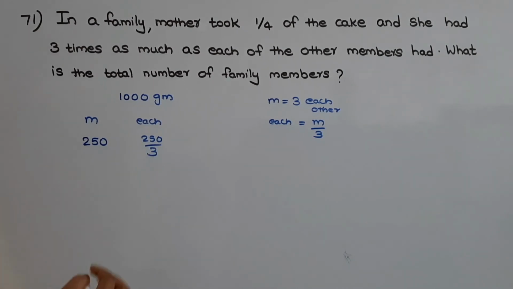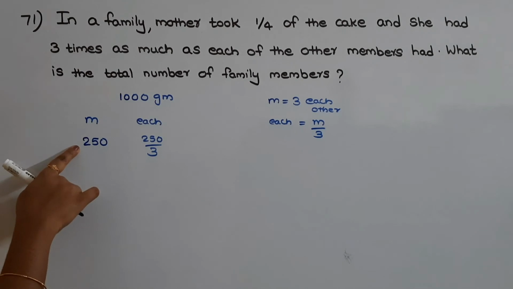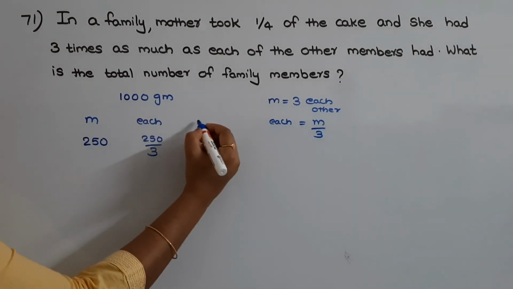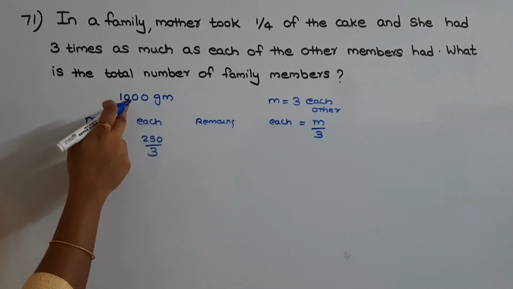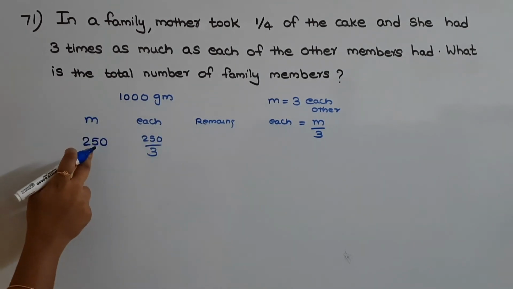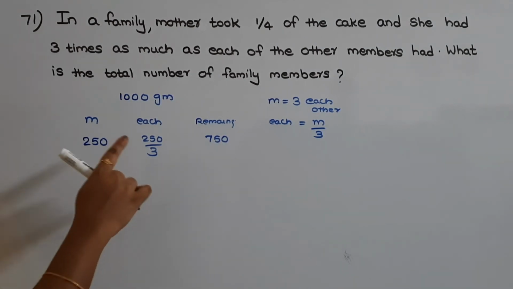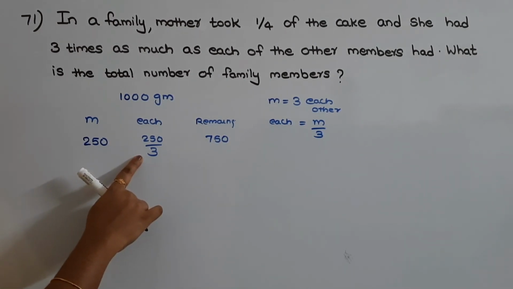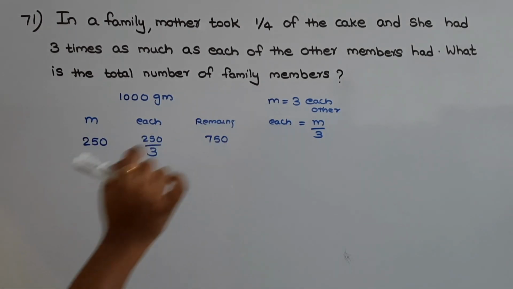Okay. Now the total quantity of the cake was 1000 gram and they are telling mother had eaten 250 gram. Then what did all the remaining members eat? All the remaining members would have eaten this 1000 minus 250. That is 750 grams. Okay. Each remaining member had eaten 250 by 3 and all the remaining members together had eaten 750.